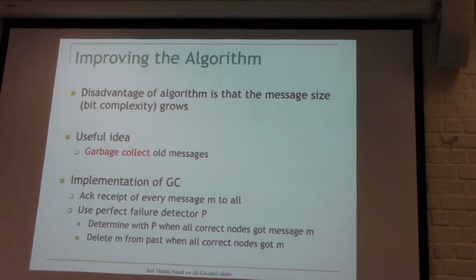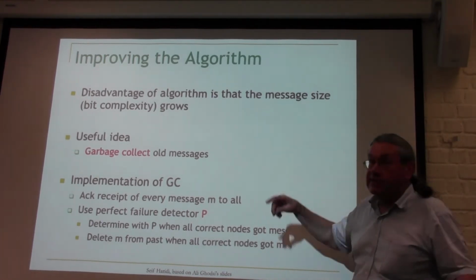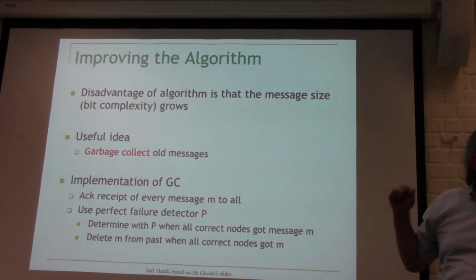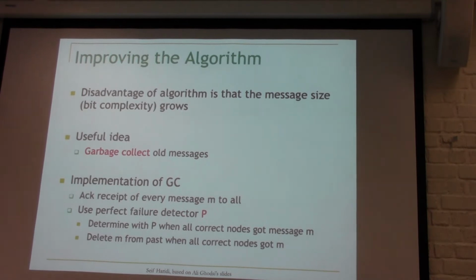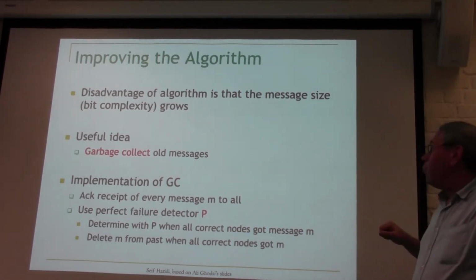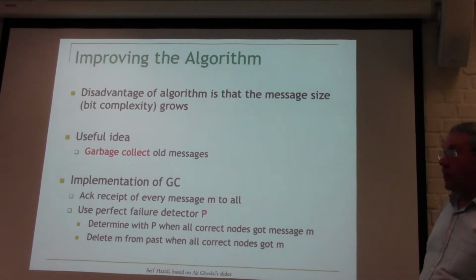The problem with the algorithm I showed before, as was very pertinently remarked before the break, is that the message size is going to keep growing forever. That's not very nice. So now that we have a correct algorithm, let's try to optimize it. We're going to implement a garbage collector. That'll be our first way to optimize it.